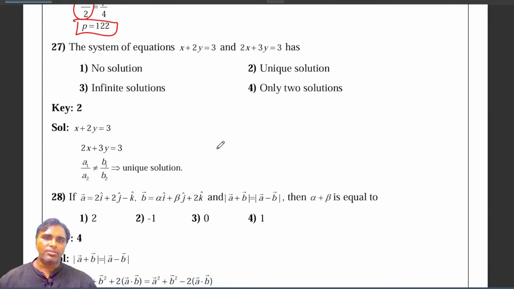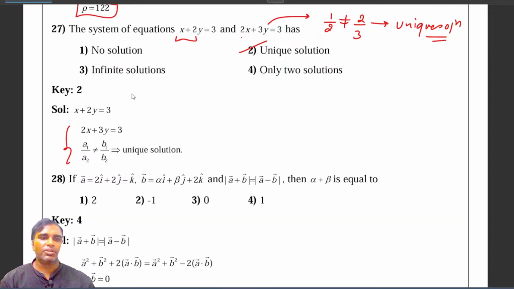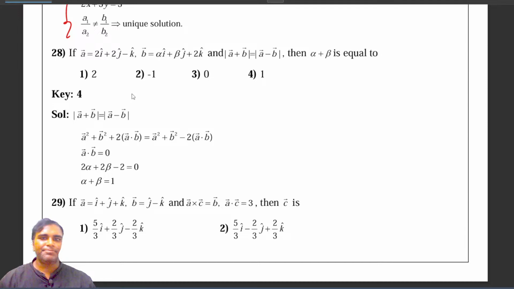27, system of linear equations, but we can do this by using our class 10th methods also. That a1 by a2, like 1 by 2, coefficient of x here and here, is not equal to b1 by b2. So they are intersecting lines, so it will have how many solutions? Unique solution. That is option 2. Clear? Similar method we have used here. Option 2. 28, let's see.